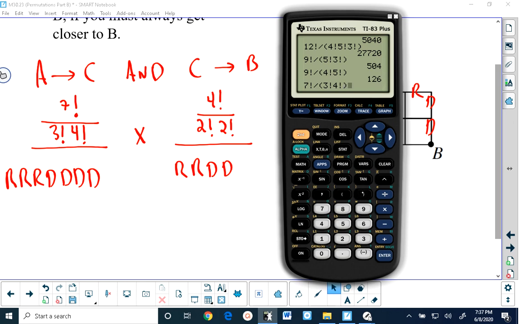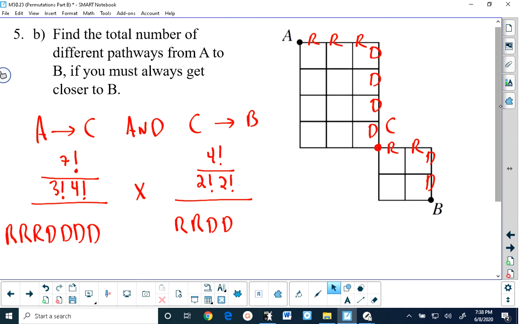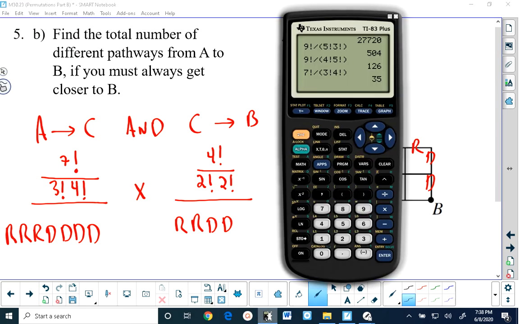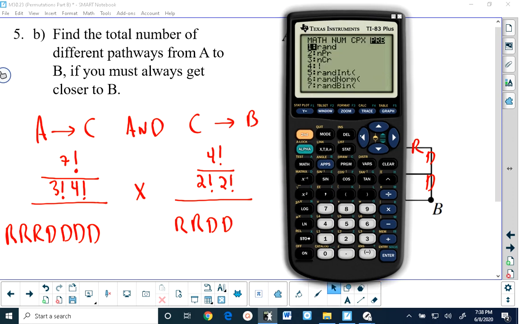So 7 factorial over 3 factorial, 4 factorial gives us 35. There's 35 different paths that will go from A to C. 35 different paths from A to C. If we calculate the number of paths from C to B, and you could probably count them by tracing them out, because C to B is only a 2 by 2 grid, we're going to have 4 factorial divided by 2 factorial, 2 factorial, which I think is going to give us 6.